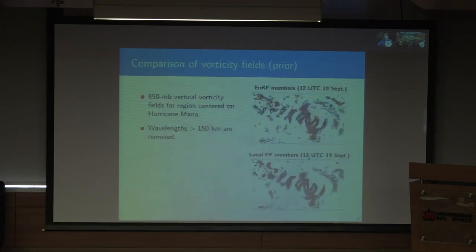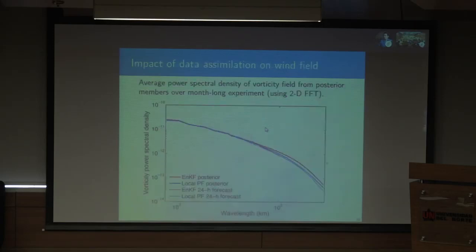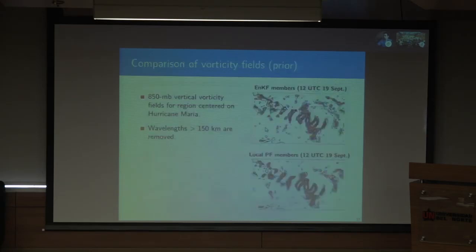And so what I'm going to show here is if I took all the vorticity values for my members and I just filtered them out. I got rid of wavelengths that are bigger than 150 kilometers. And I plot the vorticity at 850 millibars for wavelengths 150 kilometers and less, and compare them to the GFS analysis that's also been filtered. I'm showing one case here for Hurricane Maria, right before it made landfall in Puerto Rico.